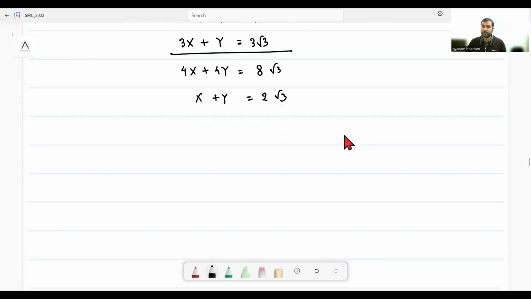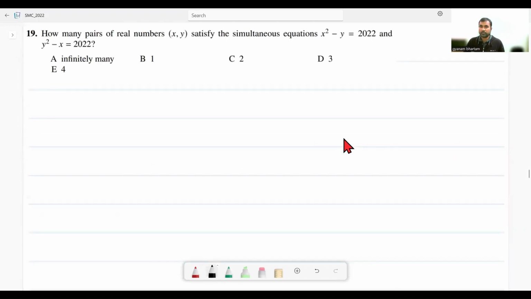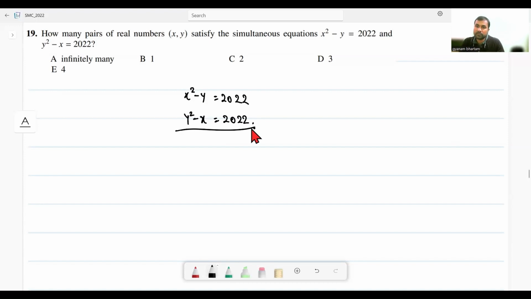Next one. Question number 19. How many pairs of real numbers x comma y satisfy the simultaneous equations x square minus y equal to 2022 and y square minus x is 2022 again? So how many pairs can we have? It's going to be an integer, I think.